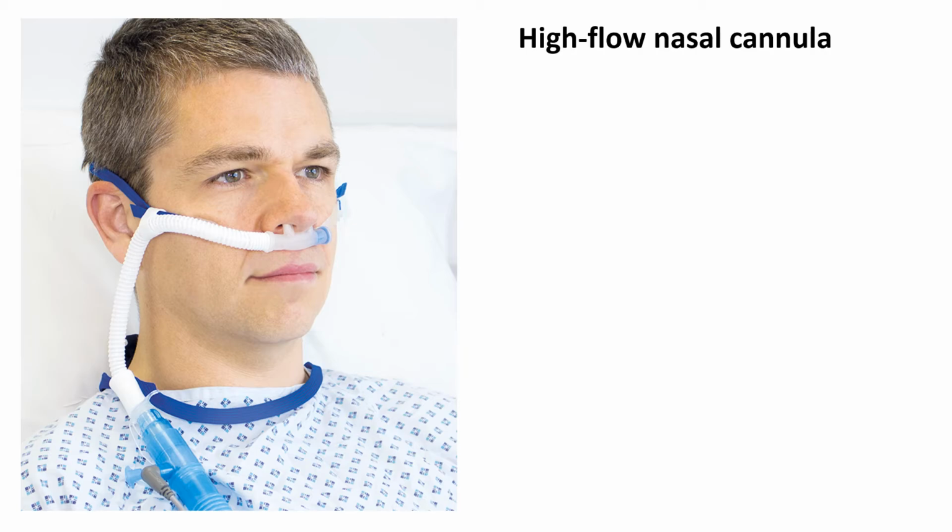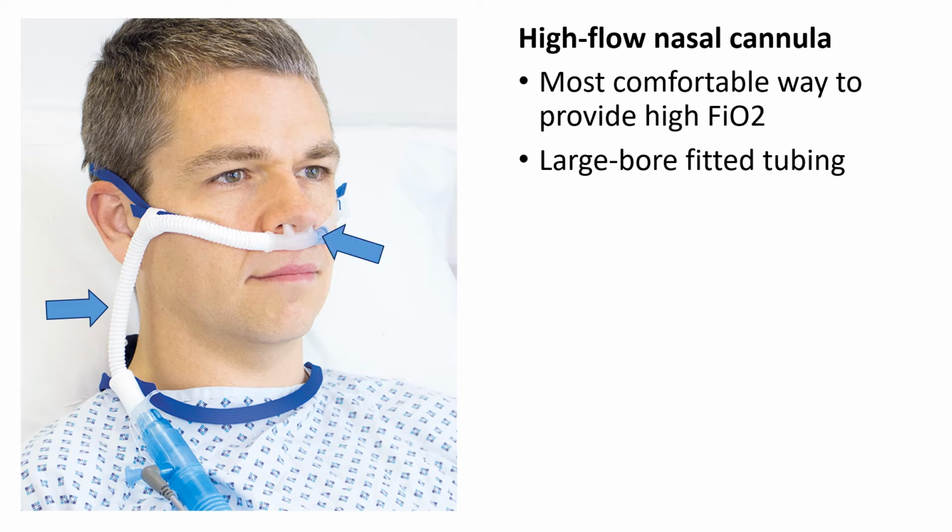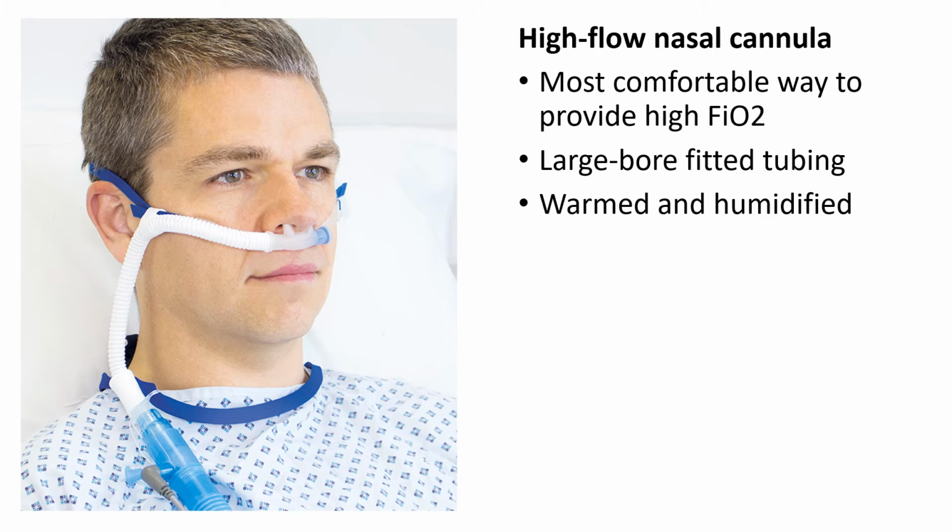So if you have access to a high flow nasal cannula, I would use that. This is probably the most comfortable way to provide high levels of FiO2 to a patient that needs it. This is different from a standard nasal cannula because the tube is much larger. So if you look in the picture, that's way bigger than a standard oxygen tube. And it's also fitted. It comes in small, medium, large, and probably fits in the nostrils a little bit better. There's also a machine that warms the air and humidifies it, so it's much more comfortable and it doesn't really dry out the nasal mucosa.